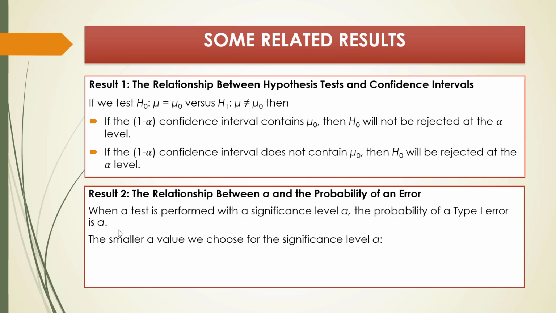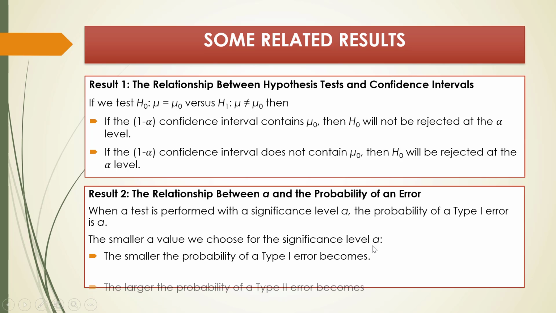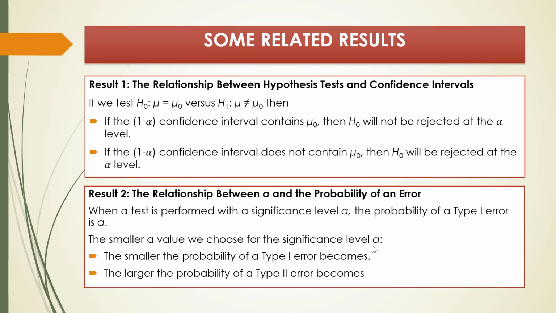And the smaller the alpha value we choose for the significance level, the smaller the probability of type 1 error becomes, because the probability of type 1 error is alpha. And the larger the probability of type 2 error becomes. Type 2 error is when we accept the null hypothesis when it is completely wrong.